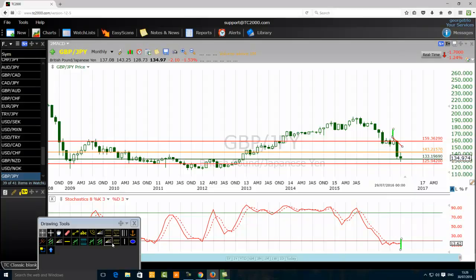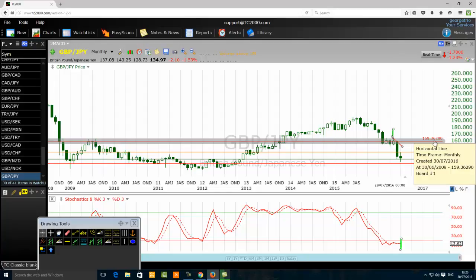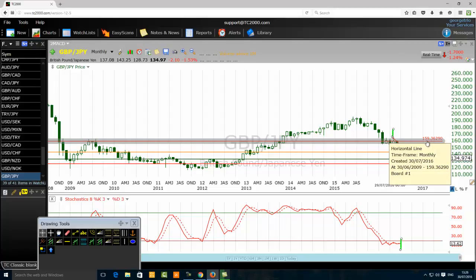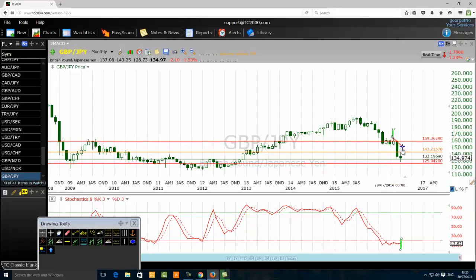So where are we now? Looking at the price structure on the monthly chart, the price was consolidating between the level 159.36 and the level of 125.94. The price structure will determine the appropriate strategy that we must deploy. So professionals are selling near the level of 159.36. If the price goes down, it comes down near the level of 125.94. Those who sold it here will be willing to take some profit.